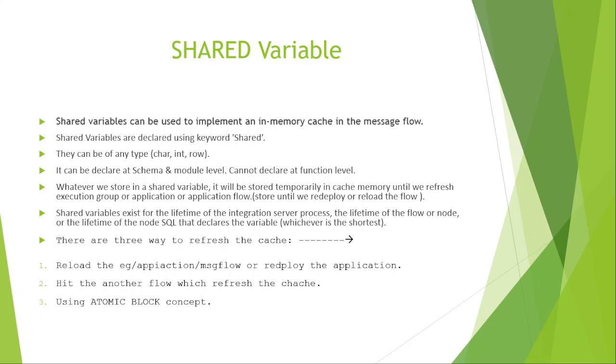A shared variable is declared with the shared keyword. It can be of any data type. It can be declared at module and schema level but cannot be declared at a function level. Whatever we store in a shared variable will be stored temporarily in the cache memory until we refresh the execution group or application or the application flow. It is stored until we redeploy or reload the flow. Okay, so that's all about the shared variable.